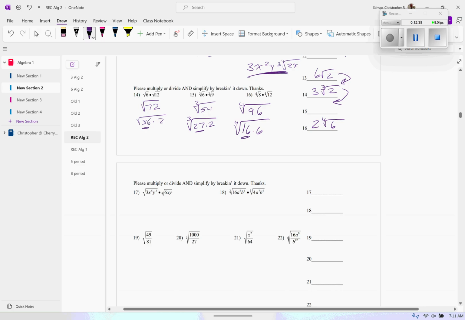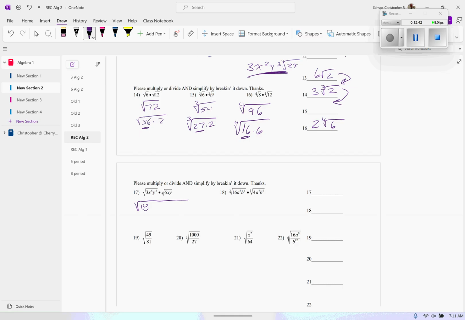Number 17, let's multiply like terms together, put it all together. So that's going to give me 18. That'll break down. X to the 6th, y to the 4th. Let's break 18 down to 9 times 2. So square root of 9 is 3. Square root of x to the 6th is x to the 3rd. Square root of y to the 4th is y to the 2nd. Then I have square root of 2 left.